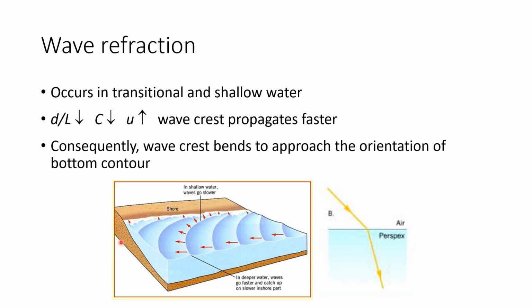This is the same wave that propagates all the way from the offshore region, and now approaches the shoreline. This same wave, this part hasn't felt the bottom, but this part felt the bottom first. So the part that felt the bottom first will slow down first. The part that hasn't felt the bottom slows down later.